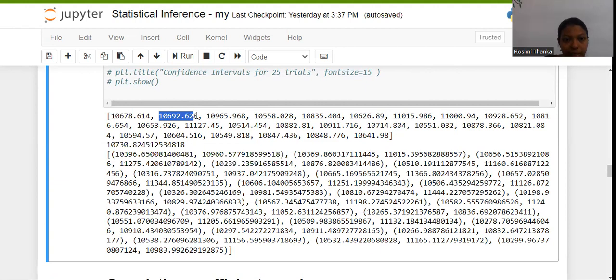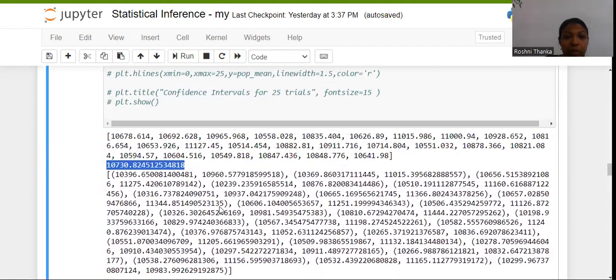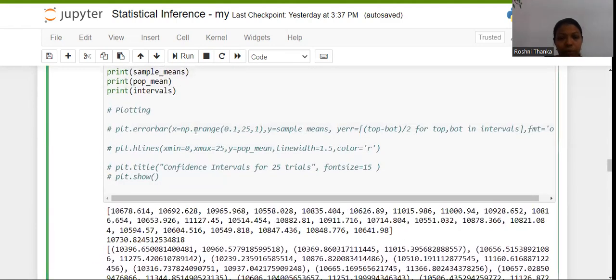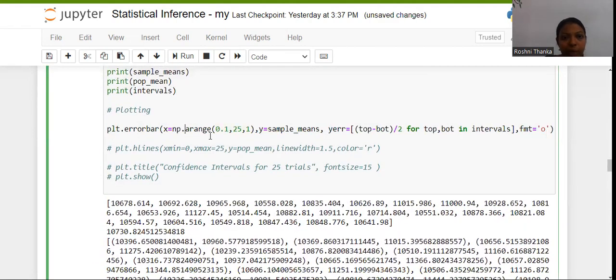And for the second sample, this is the lower limit and this is the upper limit. And again, you can see this population mean is falling within this limit. So we have taken it 25 times. Now let us visualize it. For that, we have used an error bar, where on the x-axis I'm going to give the 25 trials we are doing, so it starts from 1 to 25.